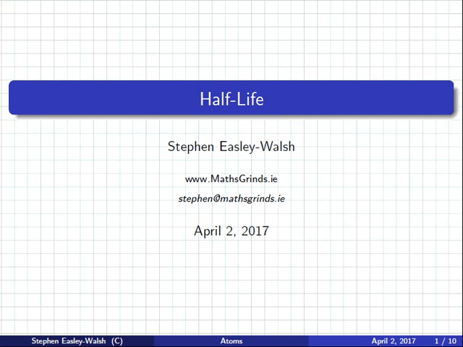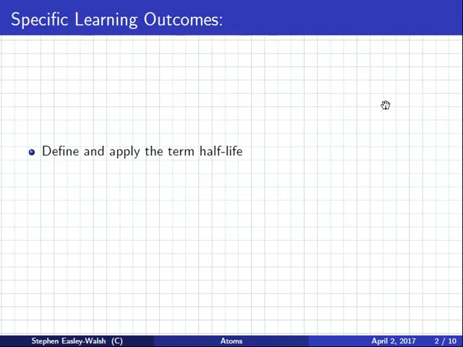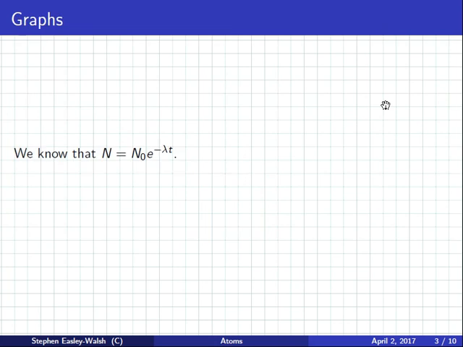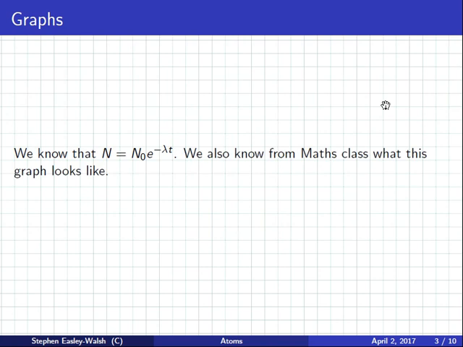Yep. So there's not too much to do. This actually is a pretty easy lesson. It just continues from the equation we did earlier today, the one that you missed. So we know that N equals N0 e^(-λt). We did that earlier today. And we also know from maths class what this graph looks like.